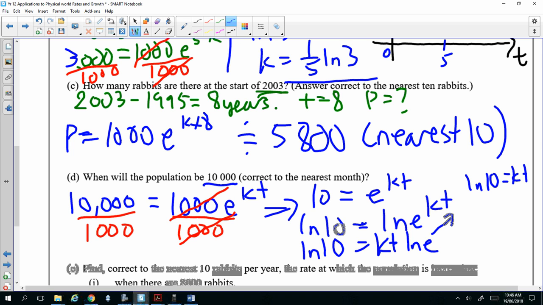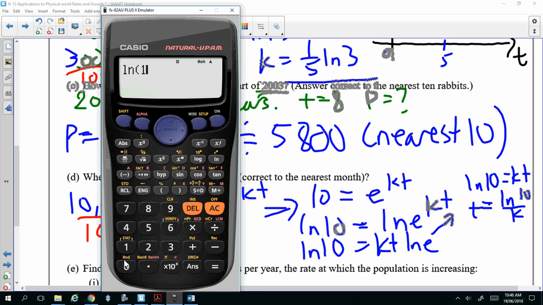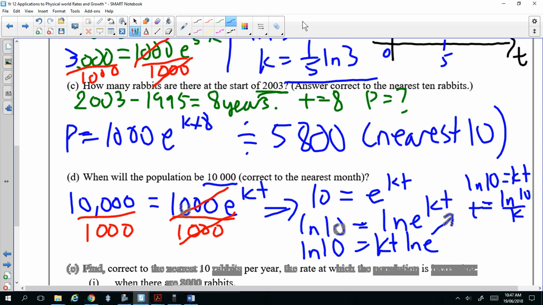Remember, k is a. So on your calculator, just type in ln 10 close bracket divided by k. Now k is alpha a, like that. Press equal. So it takes 10 years, to the nearest month. So let's see, how do I do this? So you minus that by 10 and then times by 12 because there are 12 months in a year. So about 6 months. So 10 years and 6 months.